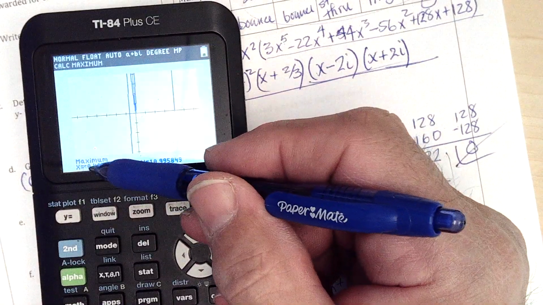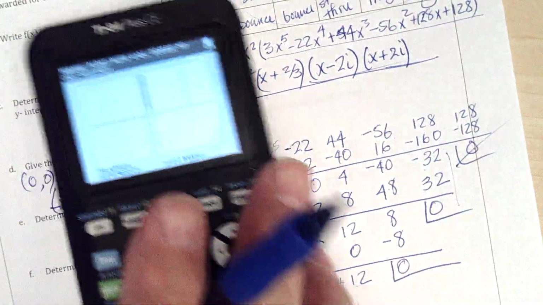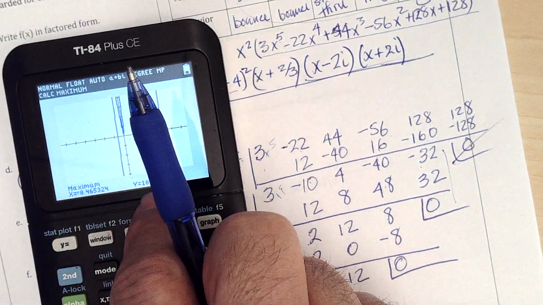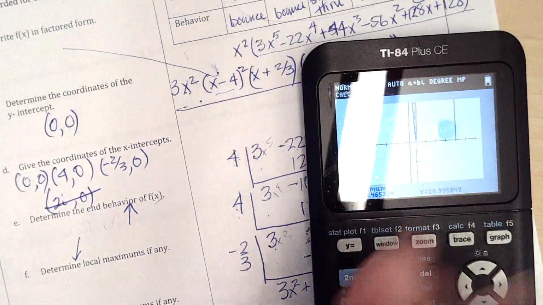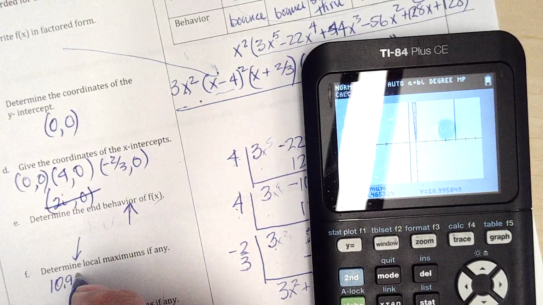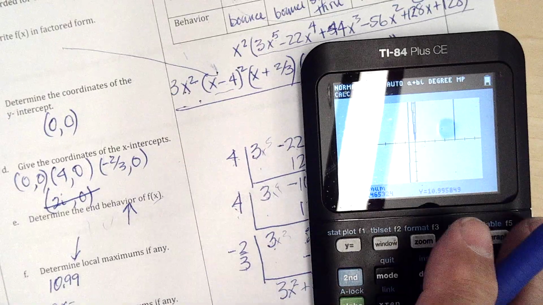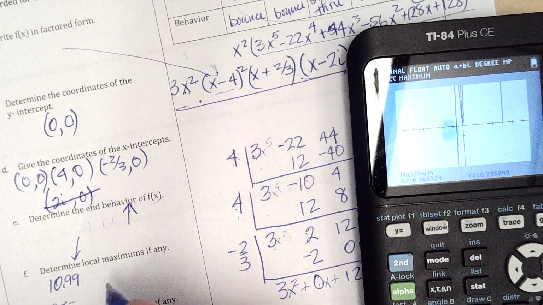And there's at negative 4.65, the maximum is 10.99. So I got a local maximum of 10.99, and I might need where later. I don't need it for this problem, but I'm just going to say at x equal, let's see, that's negative 0.46.